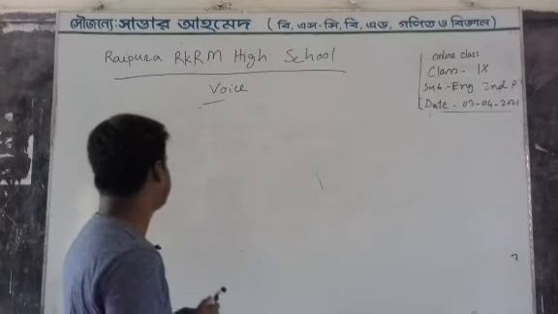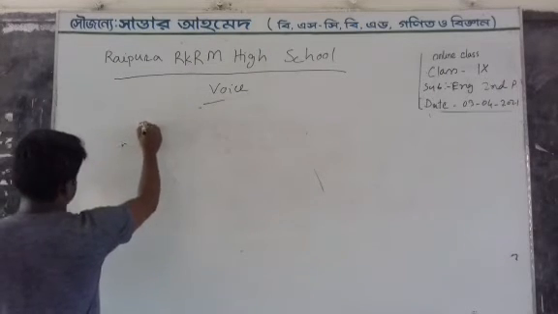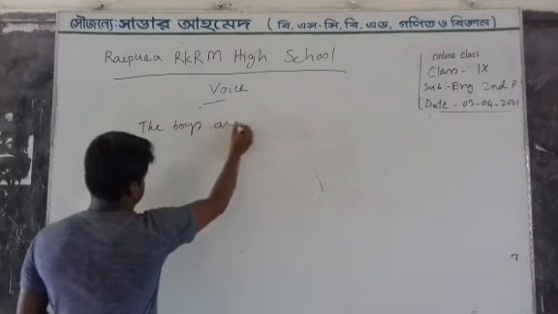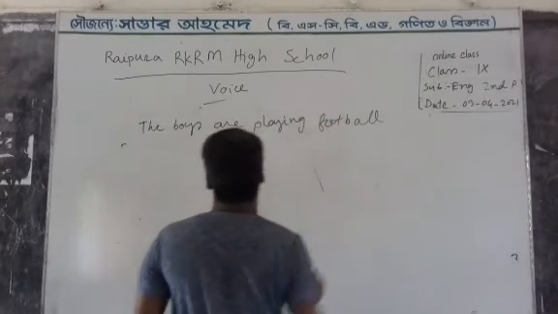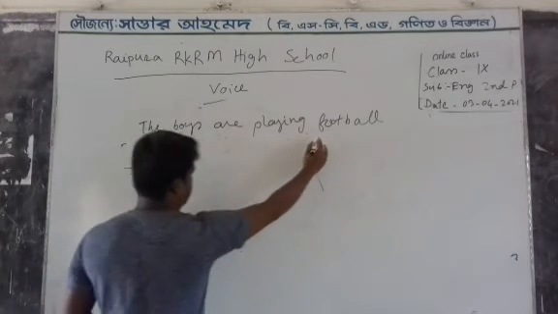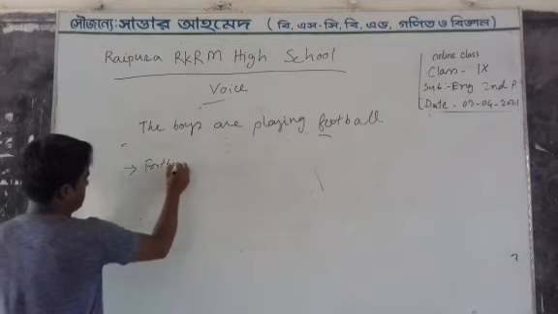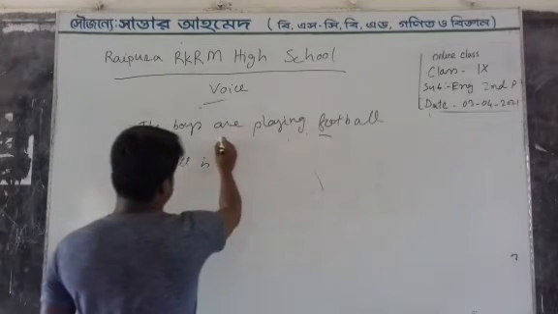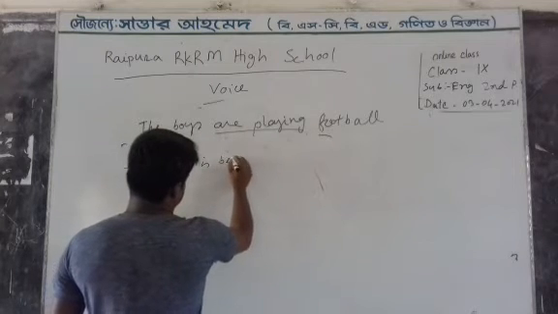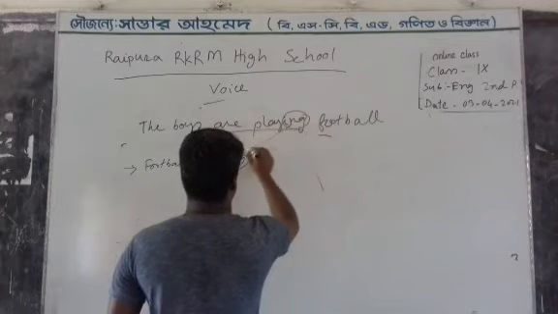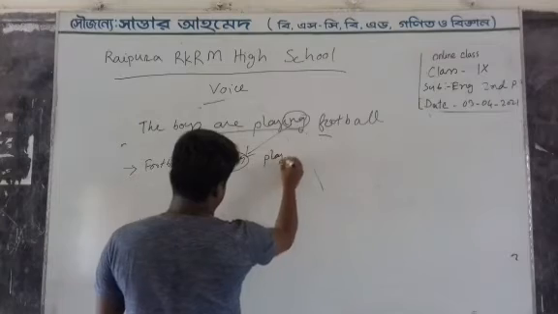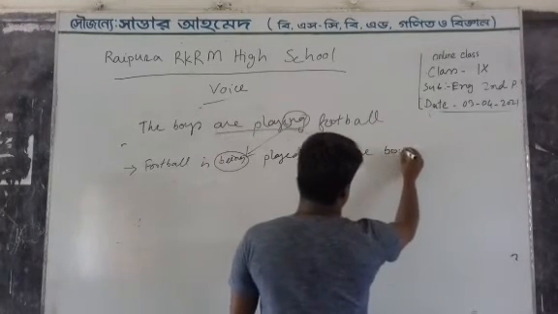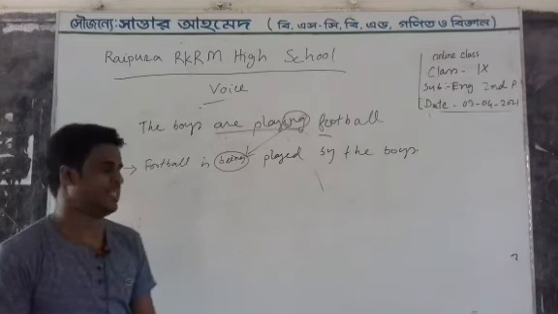I am showing some examples. Look carefully. The boys are playing football. So here the object is football. We will write it as the subject. We will take is: football is. Look, this is present continuous tense. So we have to use an extra being for this ing. If it is any kind of continuous, then we have to use an extra being. So football is being, then play is the main verb. We have to use played by the boys. So I hope you understand this.